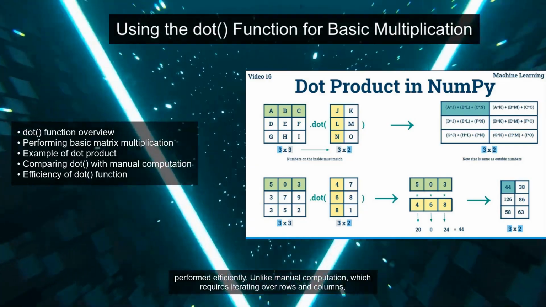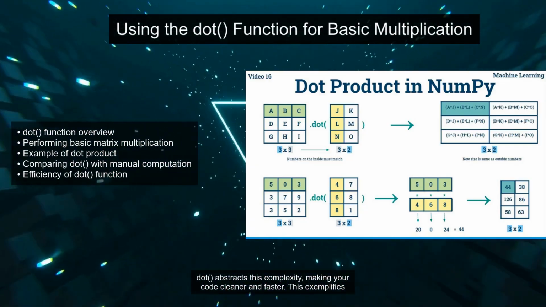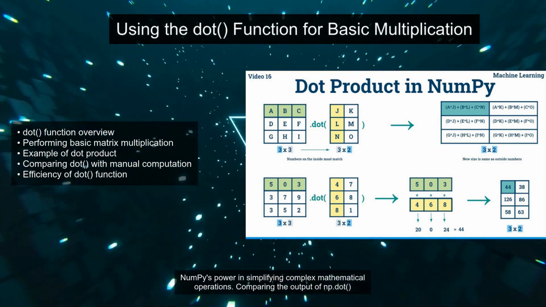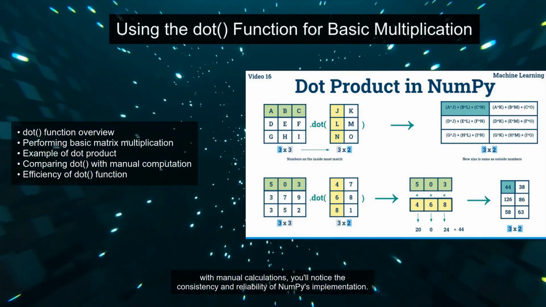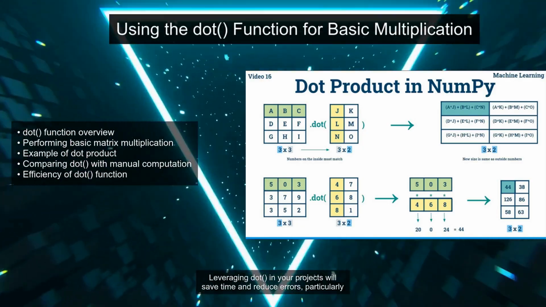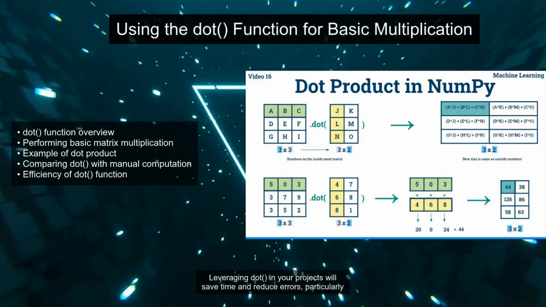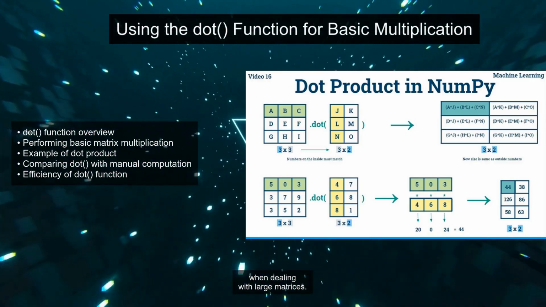Unlike manual computation, which requires iterating over rows and columns, dot abstracts this complexity, making your code cleaner and faster. This exemplifies NumPy's power in simplifying complex mathematical operations. Comparing the output of np.dot with manual calculations, you'll notice the consistency and reliability of NumPy's implementation. Leveraging dot in your projects will save time and reduce errors, particularly when dealing with large matrices.